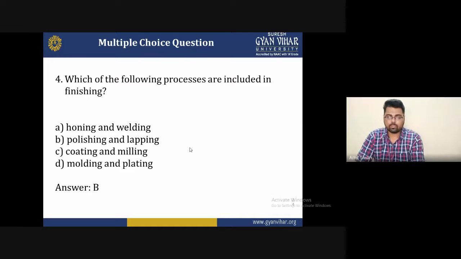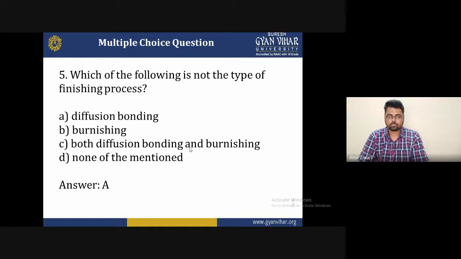Fourth: which of the following processes are included in finishing? The options are A, honing and welding; B, polishing and lapping; C, coating and milling; and D, molding and plating. So the correct answer of this question is B, that is polishing and lapping are used for the finishing purpose.